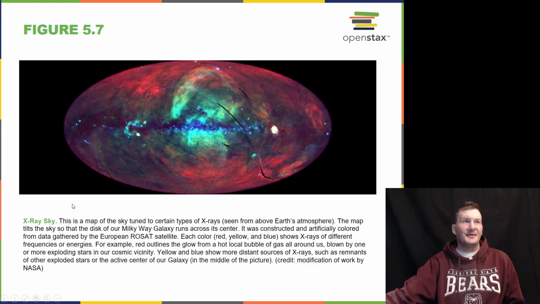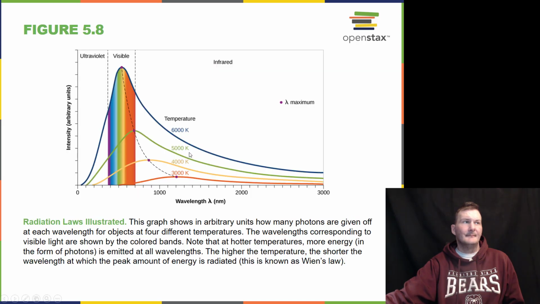Here's a map of the entire sky that we can see in X-rays. And in the middle, there's a lot of brightness, and this is due to the black hole in the middle of our Milky Way galaxy.